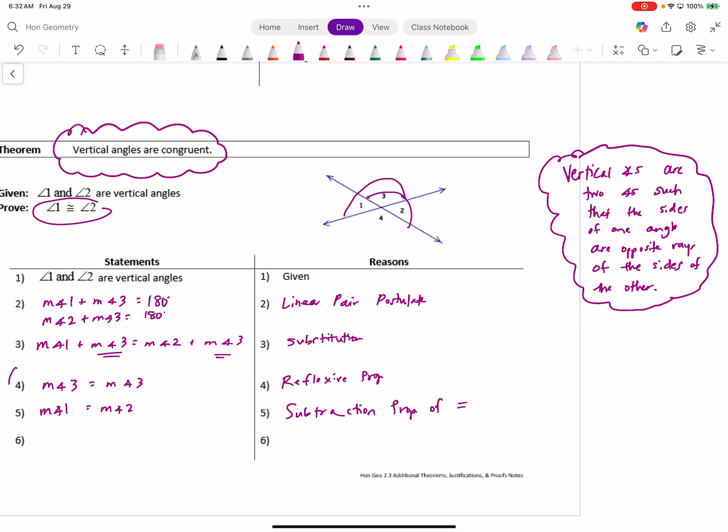And again, I think that is kind of useless. And then since those two angles have the same measure, we know that they're congruent, because that's the definition of congruent angles. Okay?